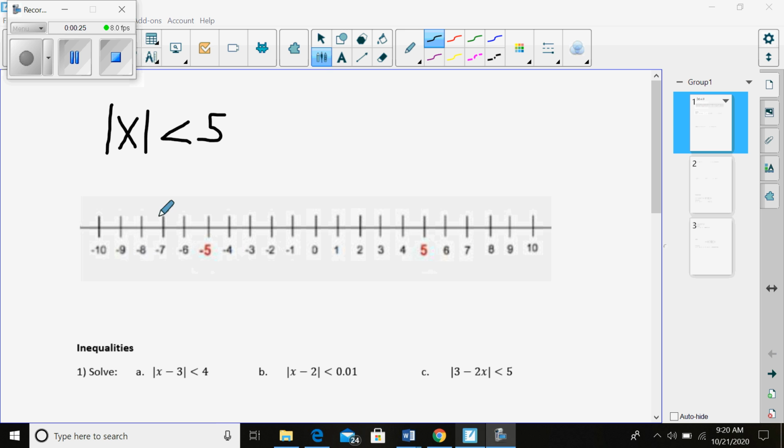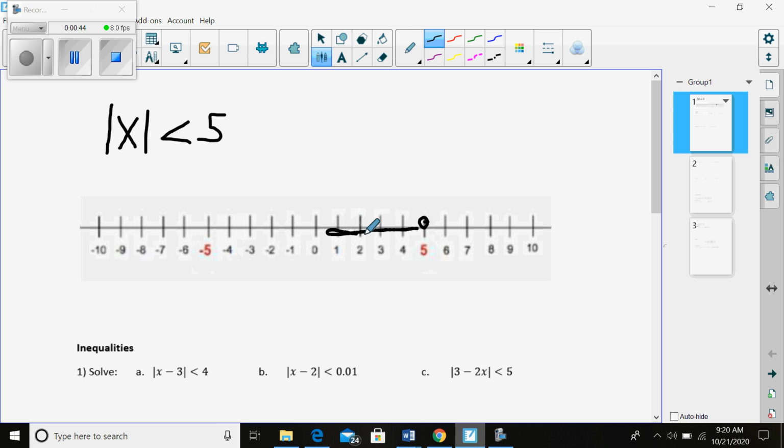You know, would -7 be a solution? Right, I mean less than 5, -7's less than 5. Would that work? Okay, so pause the video and try that. Now, if you're back, I hope you realize there'd be an open circle at 5 because x can't equal 5.